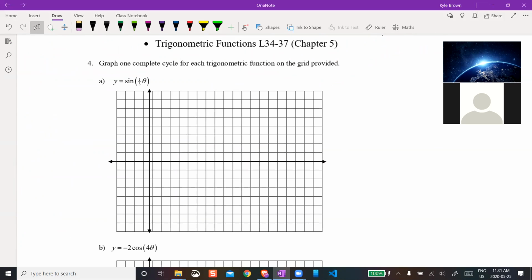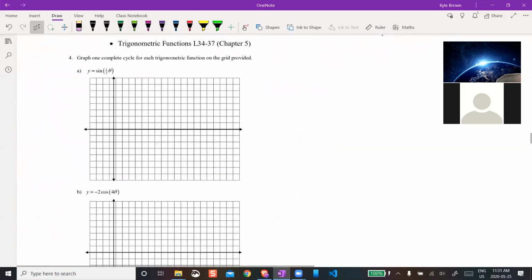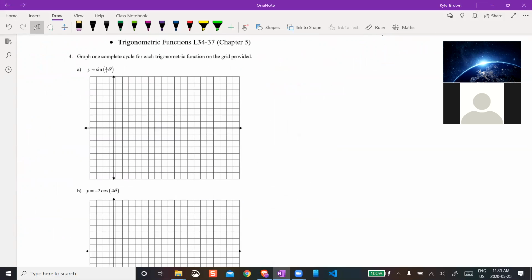Now, one complete cycle for each. Guys, for the sake of time again, I think this is one that you guys can do too. Yeah, this might be worth doing.